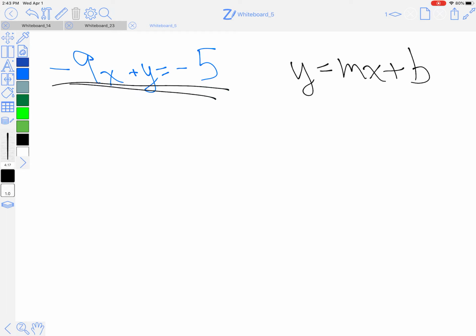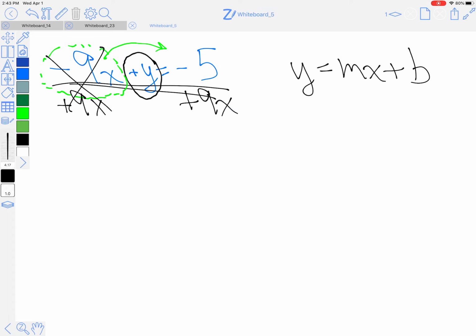And before I can find the slope for this and the y-intercept, I have to rearrange it and put it in the right order. And I want to get this y by itself here. I want to take this negative 9x, and I want to move it to the other side. Well, if you remember from before, how would we move a negative 9x to the other side? We have to do the opposite, which means I have to add 9x. Those cancel. I have to add 9x to this side. And now, all that I have remaining on the left side is the y.